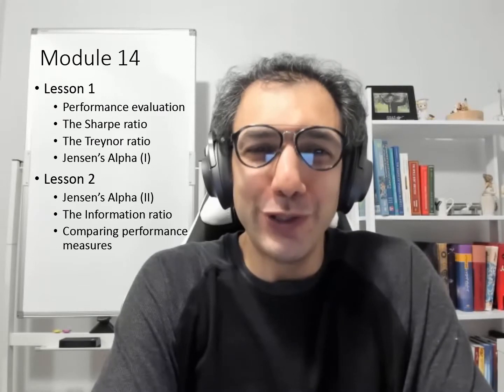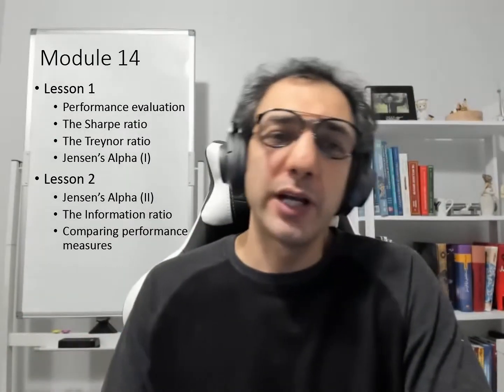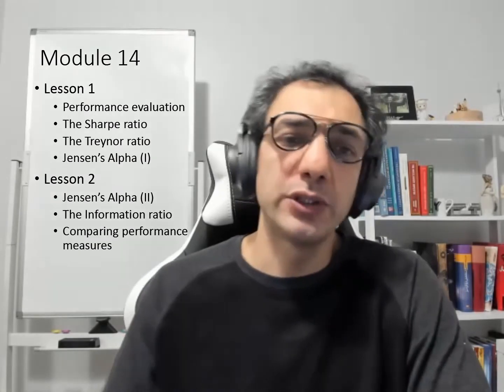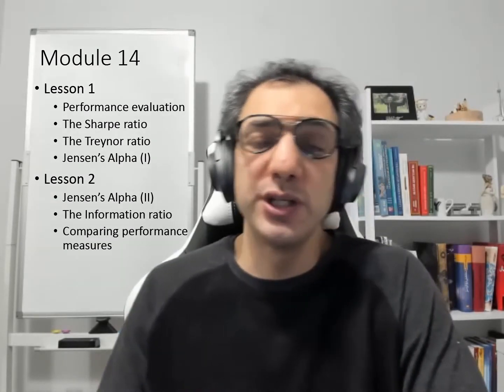In this module, we are going to talk about the evaluation of your portfolio or investment. So we'll learn how you can evaluate the performance of your investment. In the first lesson, we'll talk about the three major measurements. So we'll talk about the Sharpe ratio, Treynor ratio, and Jensen's Alpha.